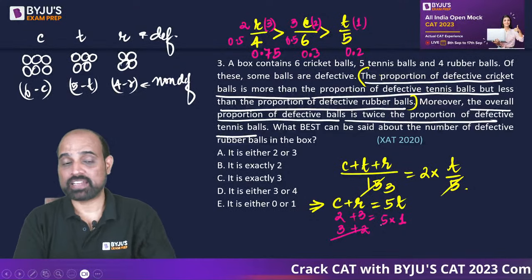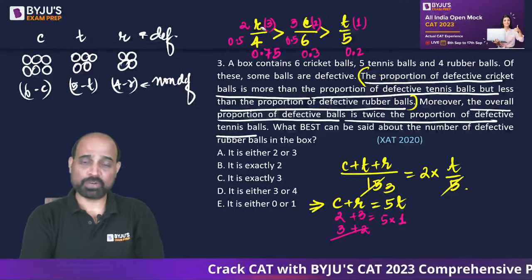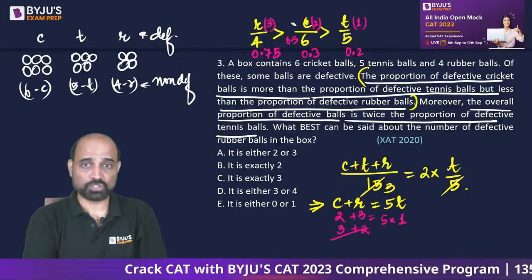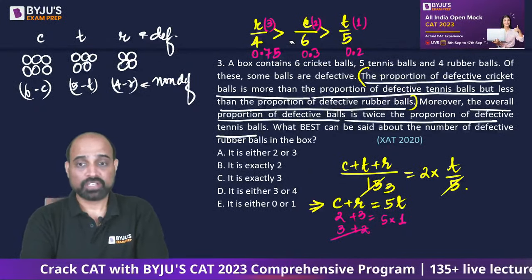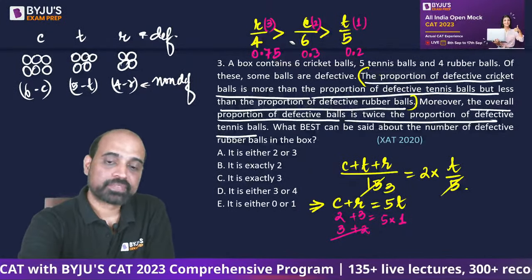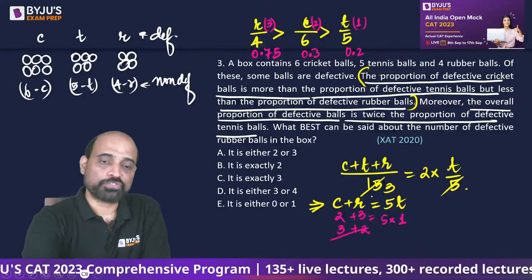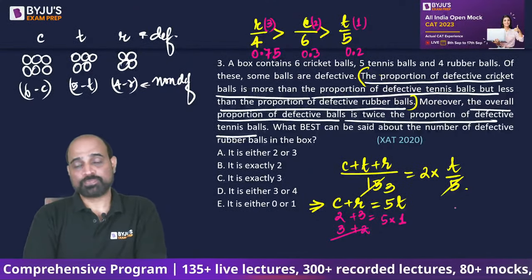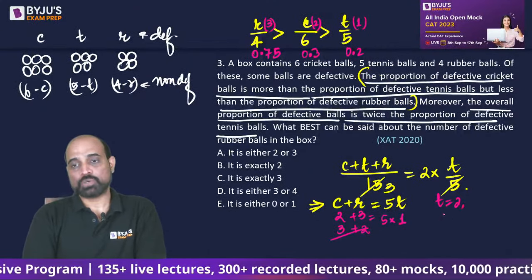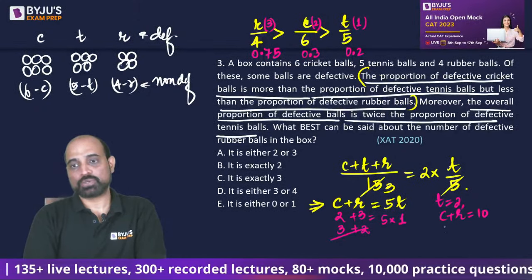Taking C as 3 and R as 2. And please understand, these are the number of defective cricket and tennis balls, so you can't take them as fractions. So this is one possibility. Can we have another scenario where T is equal to 2? So if T is equal to 2, we will have C plus R is equal to 10.